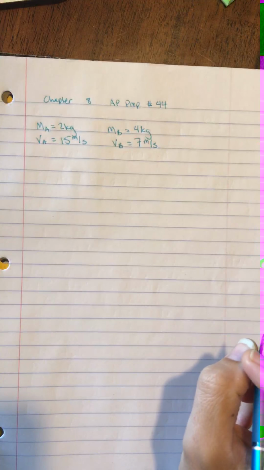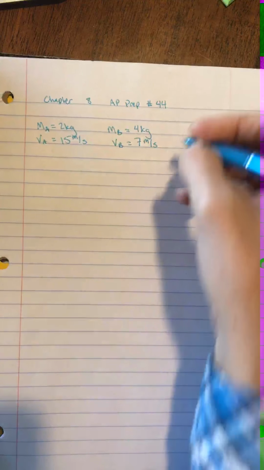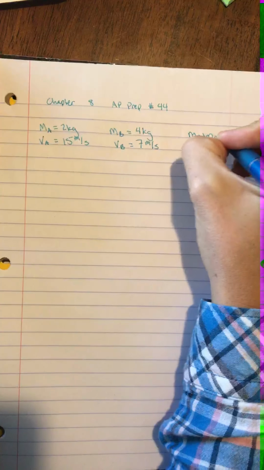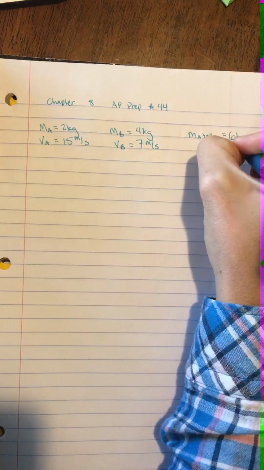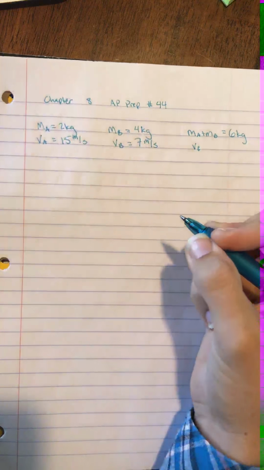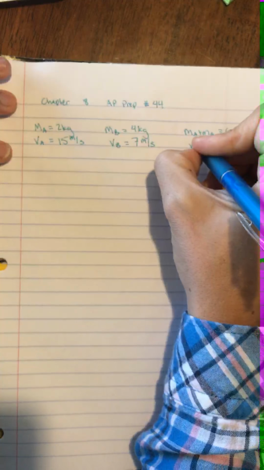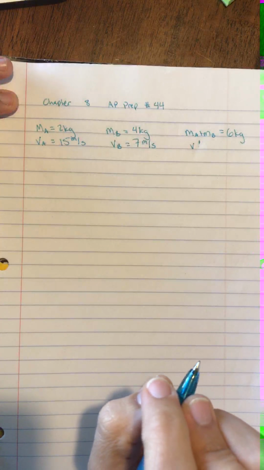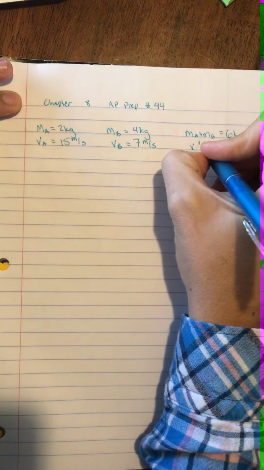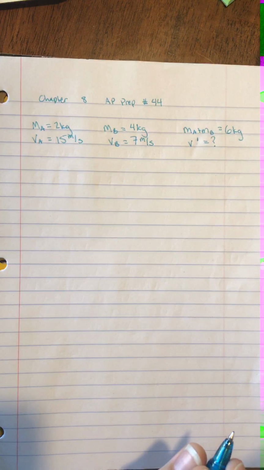Then it says, after the collision, the two objects stick together and move as one. So MA plus MB is going to be equal to 6 kilograms. And then our final velocity, I'll just call it V prime to keep it consistent, but we don't have to put an A or a B underneath it because they are stuck together, so they have the same velocity. We don't know that. And then it says, what is the change in kinetic energy of the system as a result of the collision?